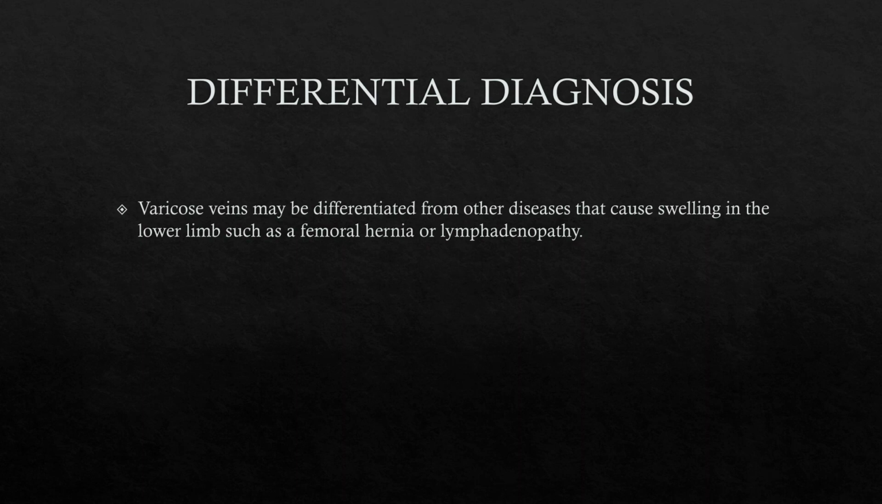A differential diagnosis to varicose veins is kind of tricky. There are other diseases that can cause swelling in the lower limbs, such as femoral hernia or lymphadenopathy, which is what I noted here. But typically when you do a physical assessment, varicose veins are easily identifiable. It's more about checking for any deep vein thrombosis or incompetent veins through duplex ultrasound, which is why that's commonly ordered with severe varicose veins.